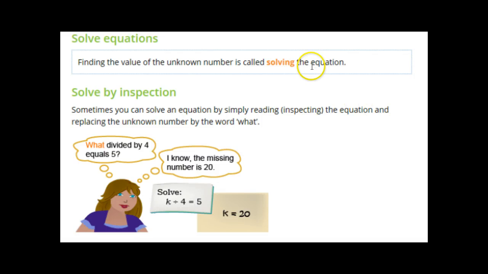For example, if you were looking at this one here, solve k divided by 4 equals 5. So what divided by 4 equals 5? Well, you might be able to figure it out. The answer is 20, because 20 divided by 4 is 5. And that's solving the equation by inspection.